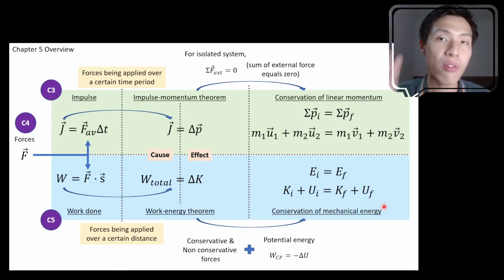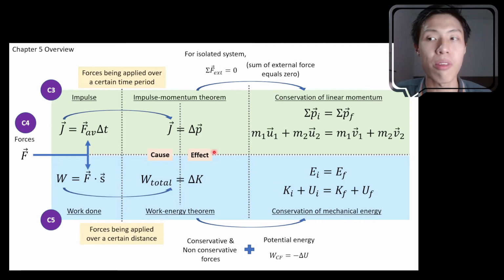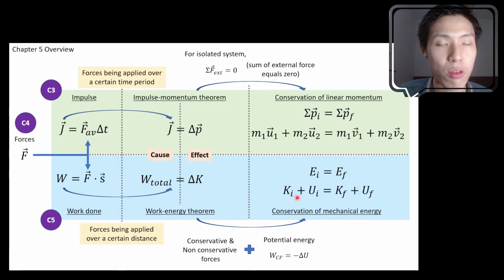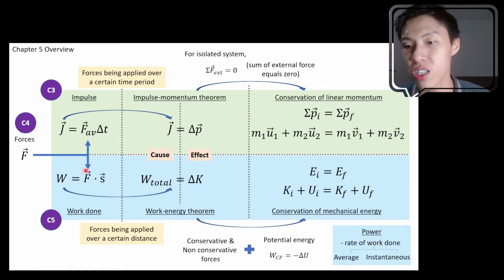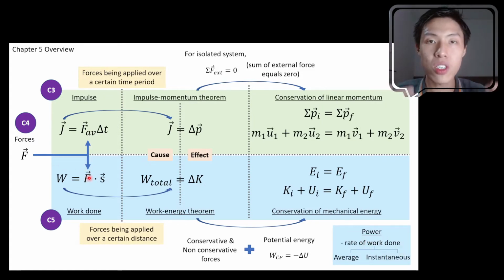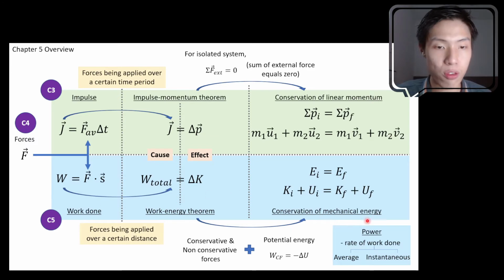But for chapter 5, we have another section which cannot be found in chapter 3. In chapter 5, we'll also learn about the concept of power, and power is the rate of work done. How much work is done over every single unit of time. That's the rate of work done. Work done can be calculated over a certain time period or at a specific moment. If it's for a certain time period, it will be average power. If it's for a single specific moment, it will be instantaneous power. So that is the rough overview for chapter 5.